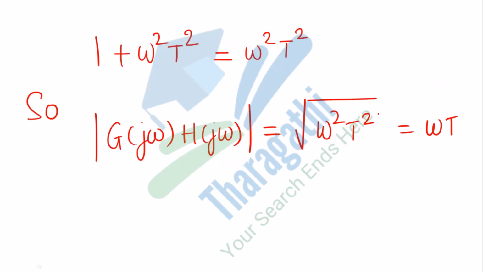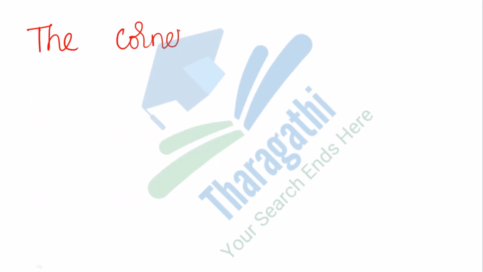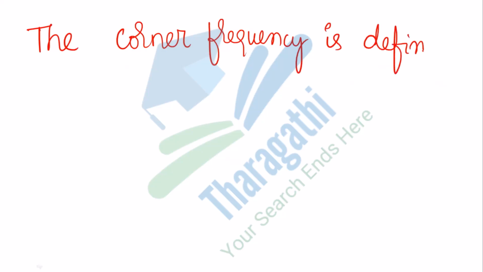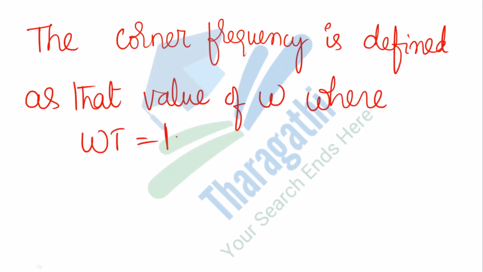Here, at what value do we need to take omega t values much less than 1 and omega t values greater than 1? Here, we define corner frequency. The corner frequency is defined as that value of omega where omega into t is equal to 1. So it is the value of omega where omega into t is equal to 1. This is denoted by omega c.